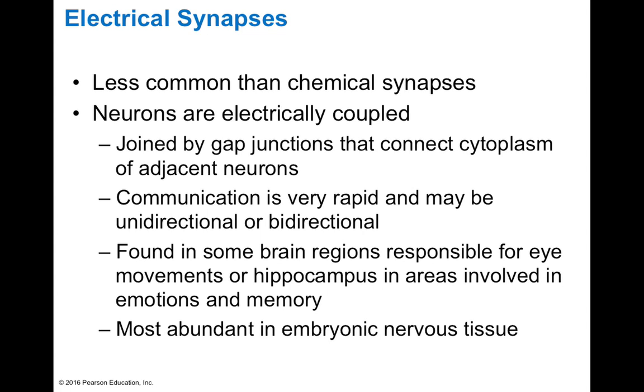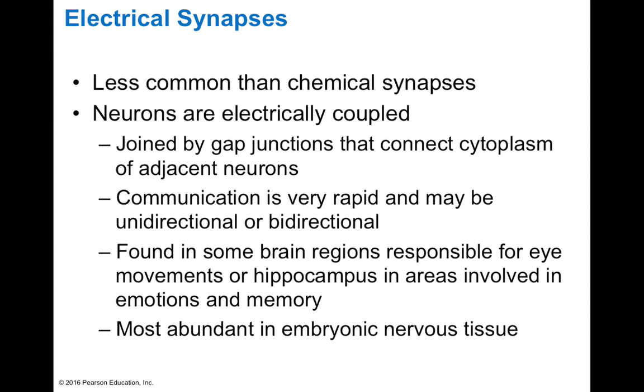And you might wonder, why do we even have chemical synapses if electrical synapses are quick? Well, there's a trade-off here. Yes, they're fast, but they're so simple because all they are is just a tube that connects one cell to the next. These electrical synapses aren't as regulatable.